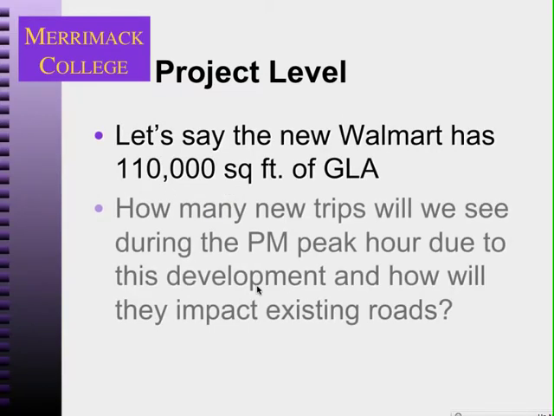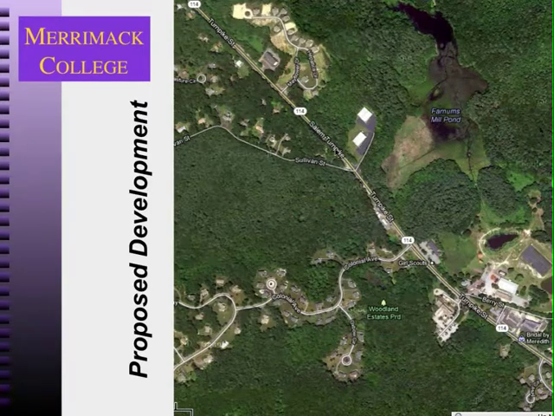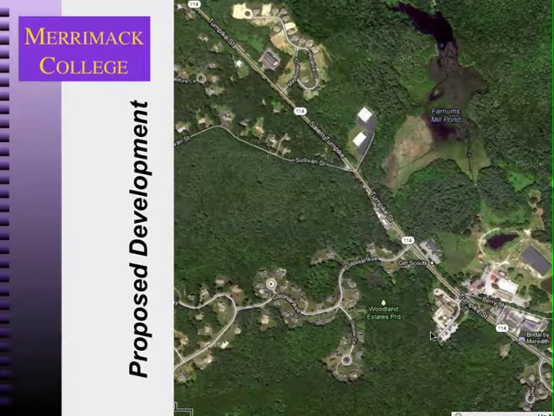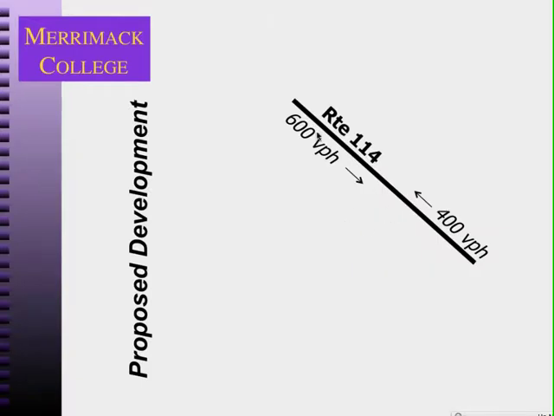So let's say we have this Walmart and it's 110,000 square feet, and we want to know how many new trips will be made and how this will impact our existing roads. To evaluate that, we need to know what all the turning movements are, how many trips are made in each lane, and so forth. Let's say we're going to build a Walmart along 114, east of here, toward Middleton. This is the area, parking lot plus building, and we're going to put a new driveway in right here. If we do a schematic, it's a little clearer. We have 114 with existing traffic, and we're going to build a driveway into the Walmart.